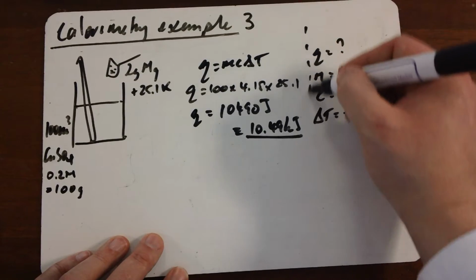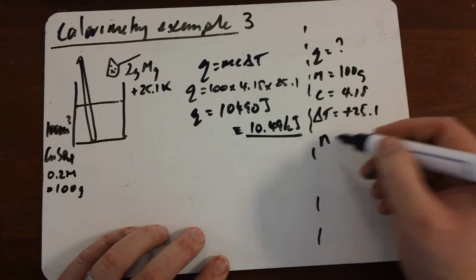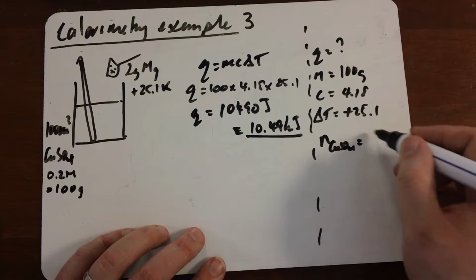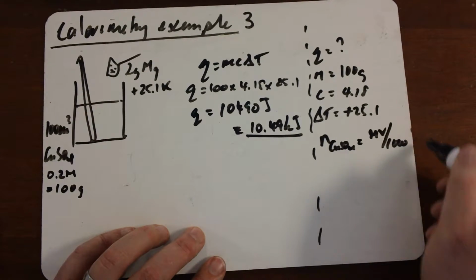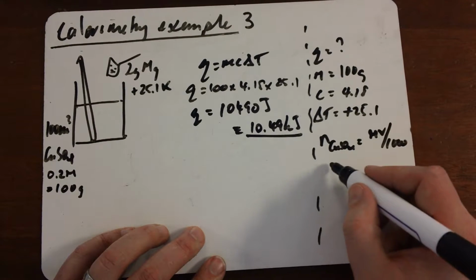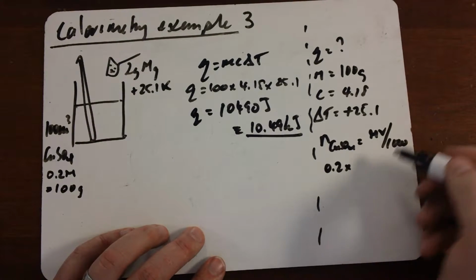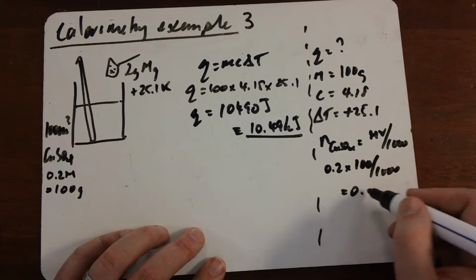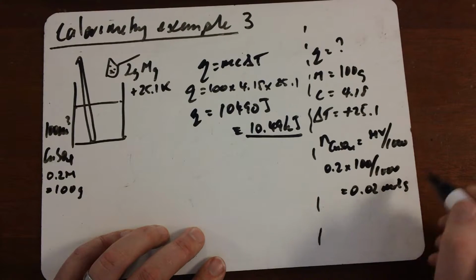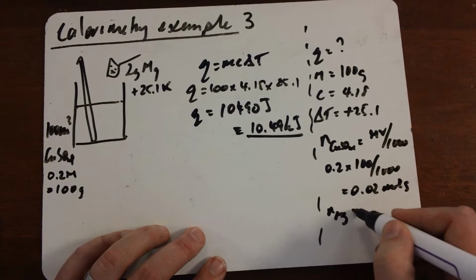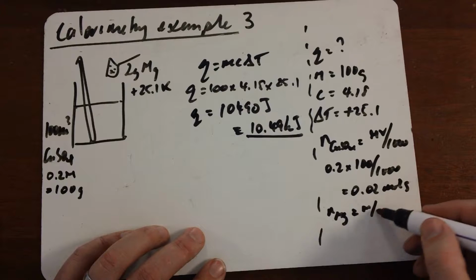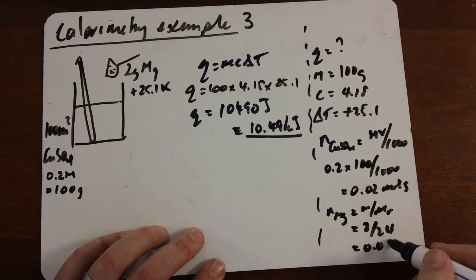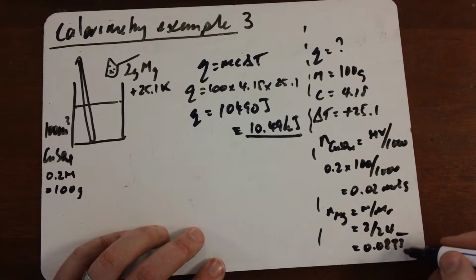So next, line down here. Next, we're going to have to work out the number of moles of the copper sulfate solution, and we do that using MV over 1000. So the molarity is 0.2 times 100 over 1000, and that equals 0.02 moles. Now the number of moles of the magnesium is going to be m over Mr, and that's going to be 2 divided by 24, and that's 0.0833 recurring moles.